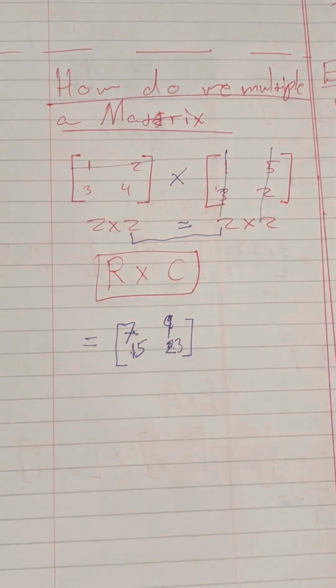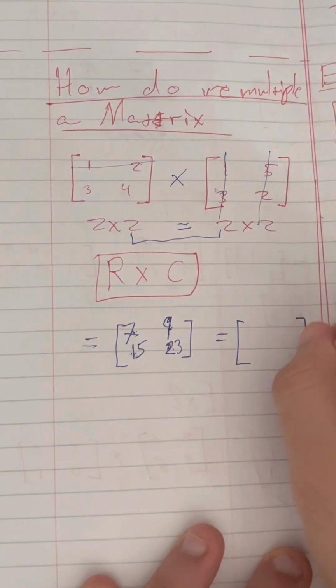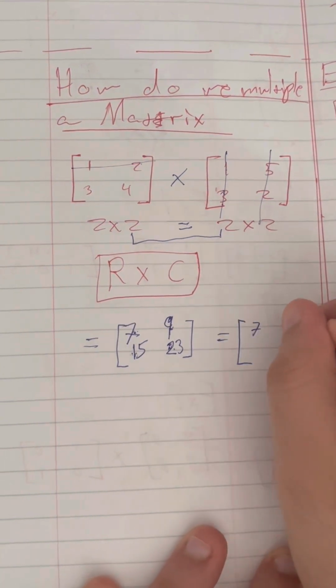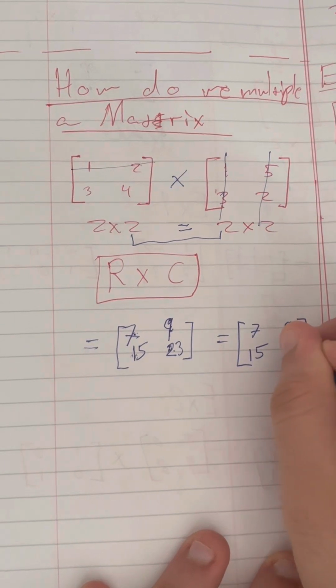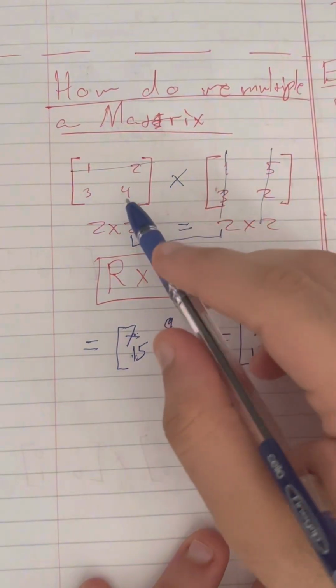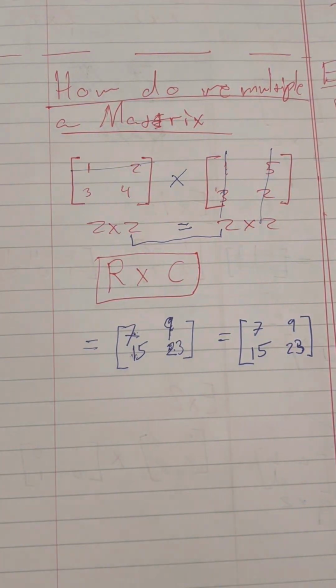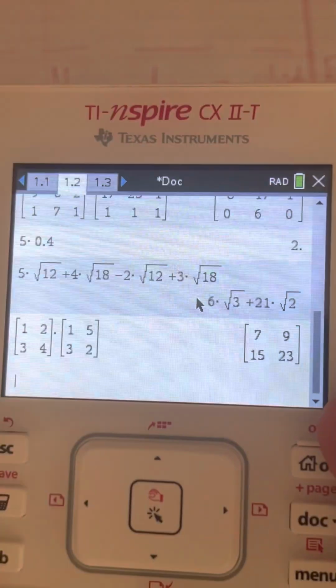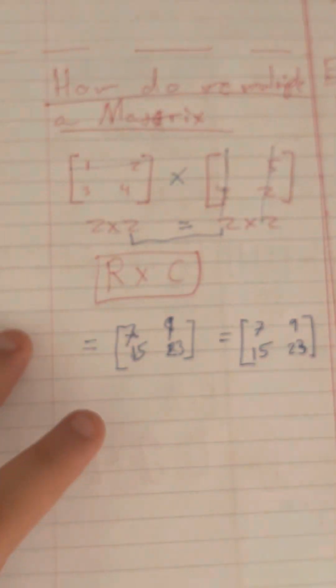Your answer should come out like that. Of course, I'll write it more clearly here. Your answer should be 7, 9, 15, and 23. Wait, let me check. 15 plus 8, yeah, 23. And here on the calculator, we got the same answer, see? So yeah, that's how you multiply matrices.